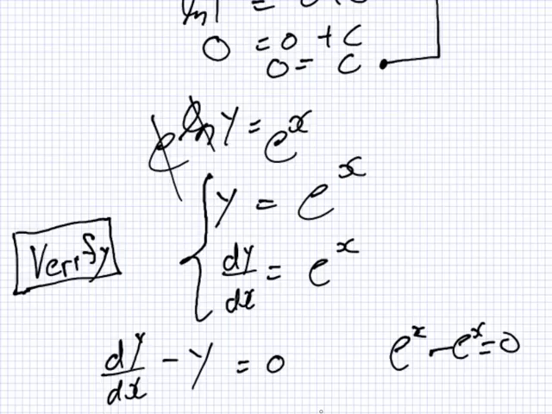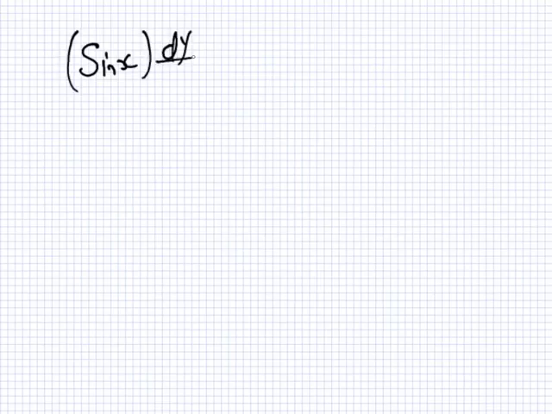Continue down. sin x dy/dx minus cos x equals 0. So we want to find a y so that the derivative multiplied by sine minus cos should equal 0. Again, we have to use the technique of separation of variables.